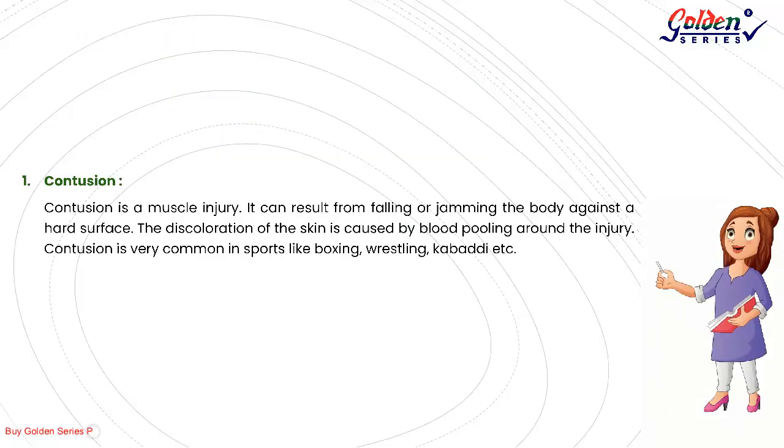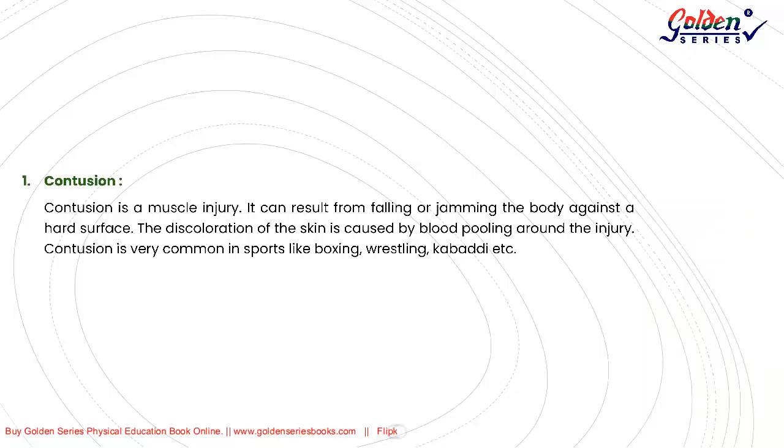Number 1. Contusion. Contusion is a muscle injury. It can result from falling or jamming the body against a hard surface. The discoloration of the skin is caused by blood pooling around the injury. Contusion is very common in sports like boxing, wrestling, kabaddi, etc.